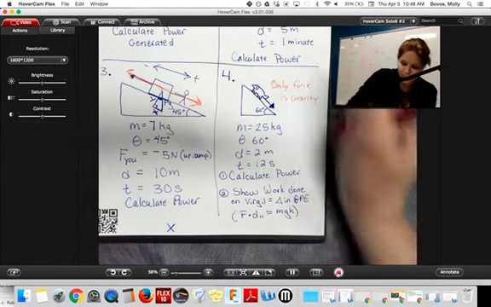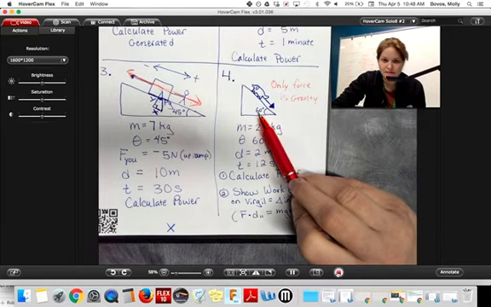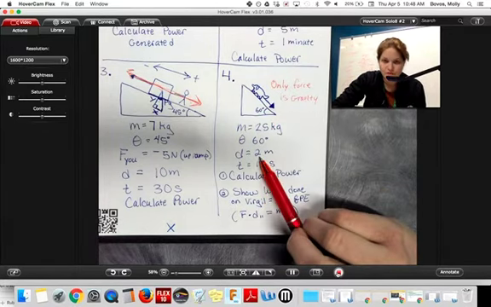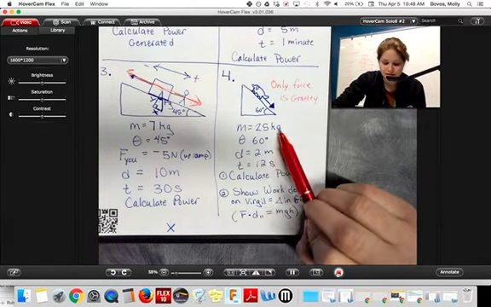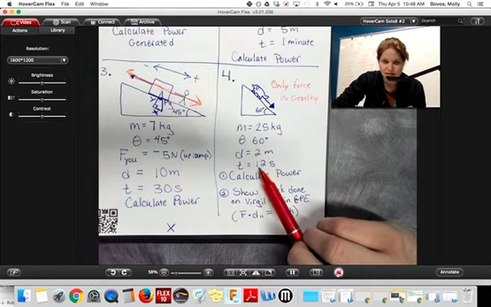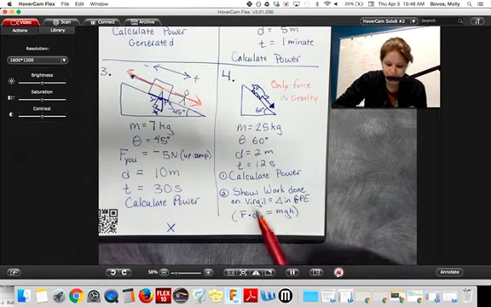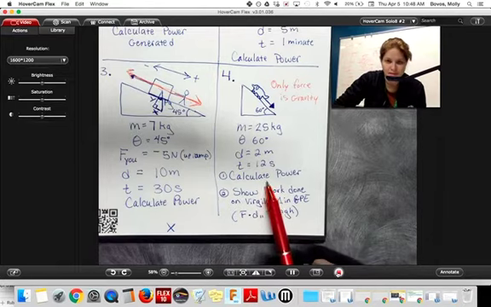Okay? It's an angle of 60 degrees. 2 meters is the distance that he's going to go down, and it's going to take him 12 seconds to make it all the way down. You're going to calculate the power.